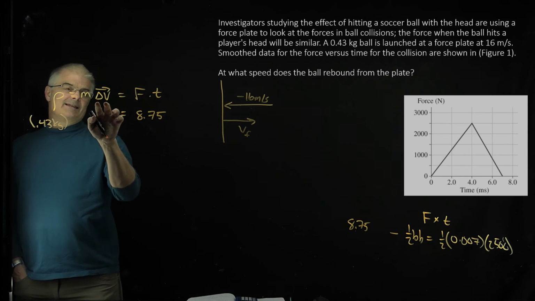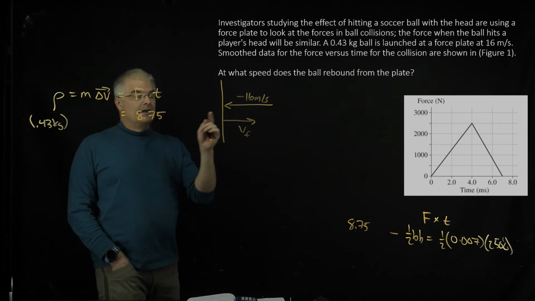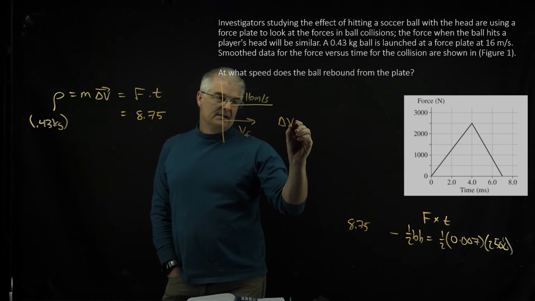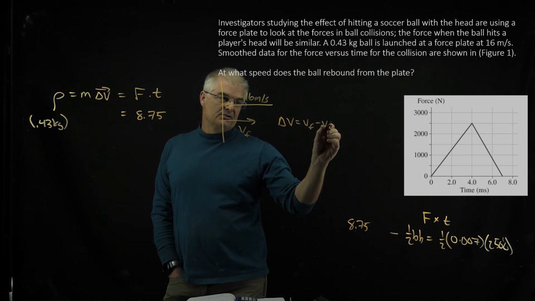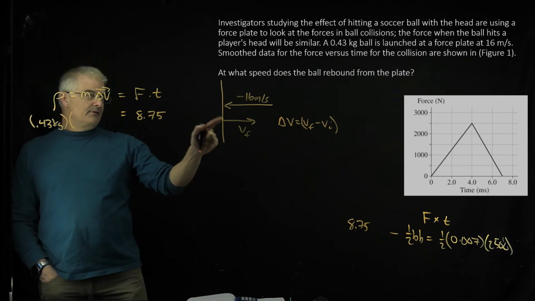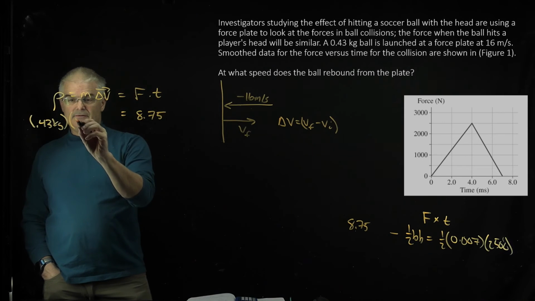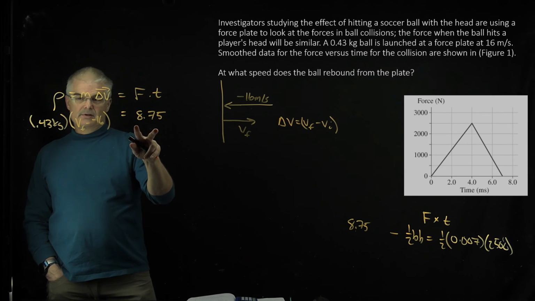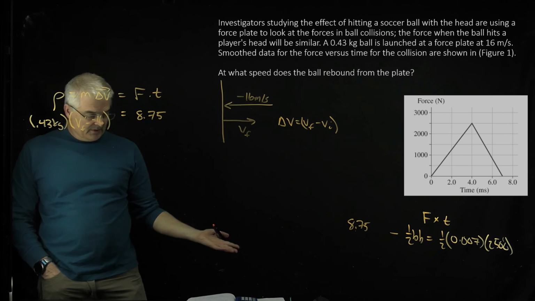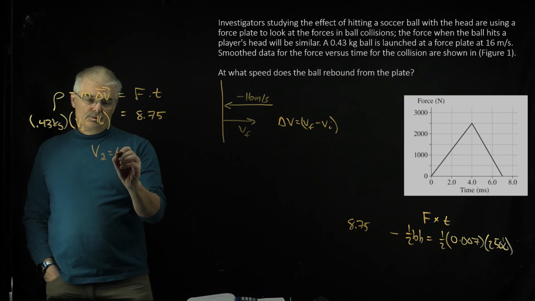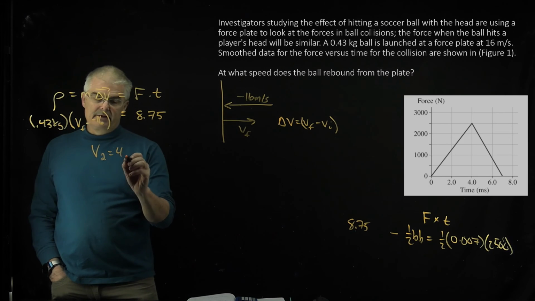Now, what does the delta V mean? It comes in at 16. So delta V, let's make a note here, delta V is V final minus V initial, right? So I'm going to plug in for delta V, V final, but V final we don't know, right? So that's going to be V final minus, now watch it, minus negative 16, and you set that equal to 8.75. You then do the algebra. I just plug this into my calculator, and I got V final equal to 4.3 meters per second.